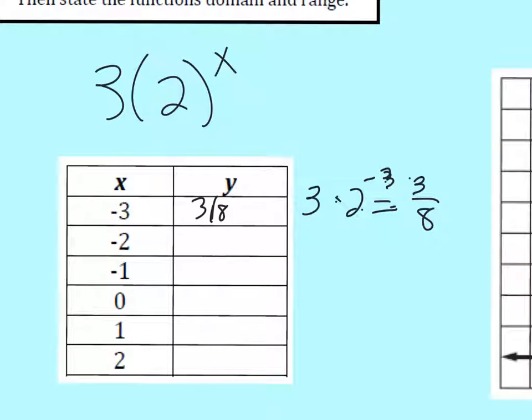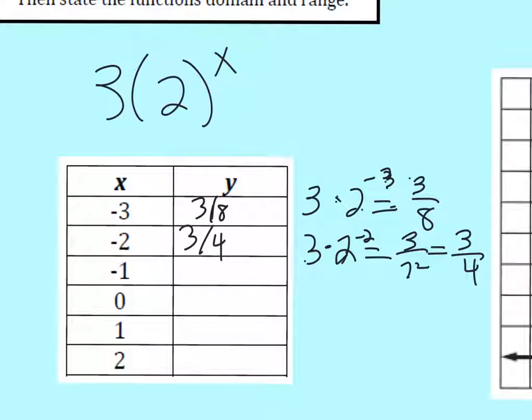For negative 2, that was going to be 3 times 2 to the negative 2. Remember what negative exponents do. So there's my answer. Remember, negative exponents means it moves to the denominator, so that's what I've got to do. So that's going to be 3 over 2, so that's going to be 3, so that's going to be 6. And when I get up to 2, that's going to be 12.